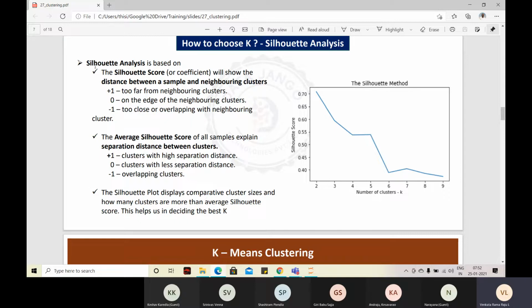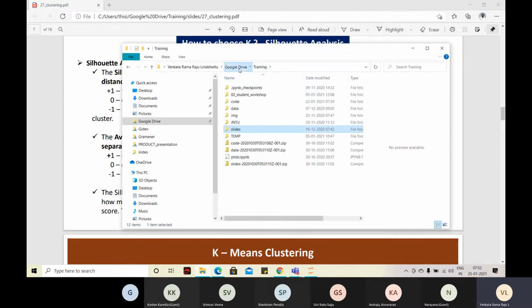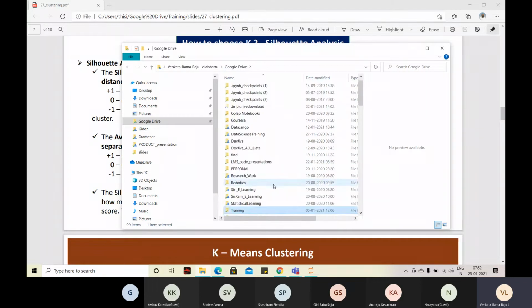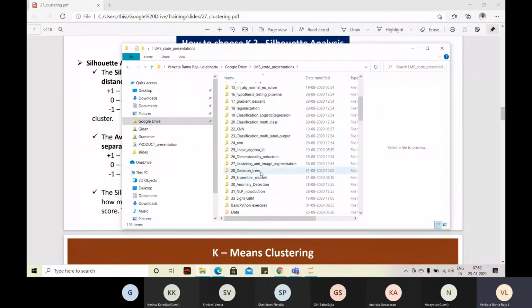Okay, so here silhouette analysis is based on the silhouette score of a sample and a neighboring cluster. What that means is that the silhouette score will show the distance between a sample and a neighboring cluster. I think I need to highlight that. Let me try to take that and highlight that. Give me 1 second. So this is a very intelligent way to check whether two clusters are close or far, or whether the clustering happened properly or not.